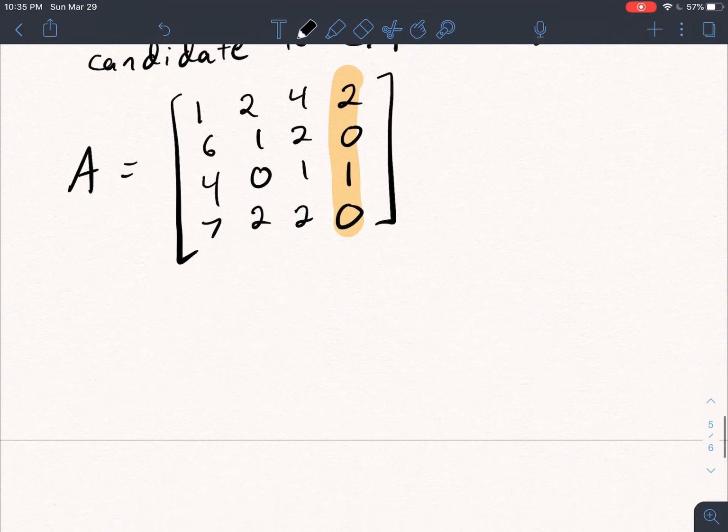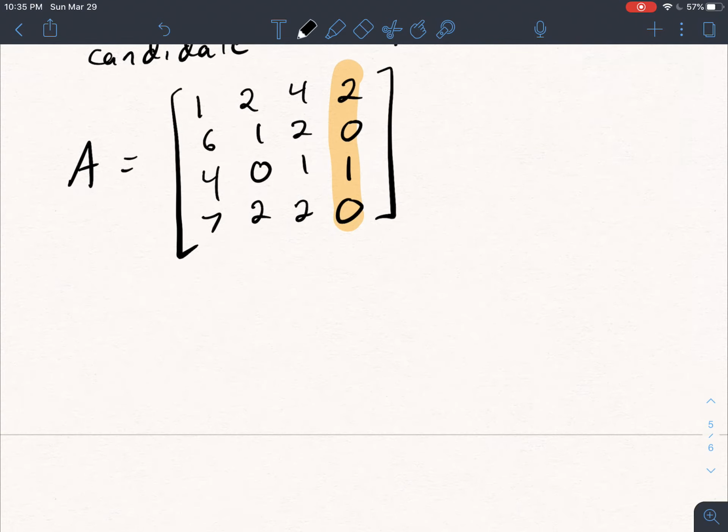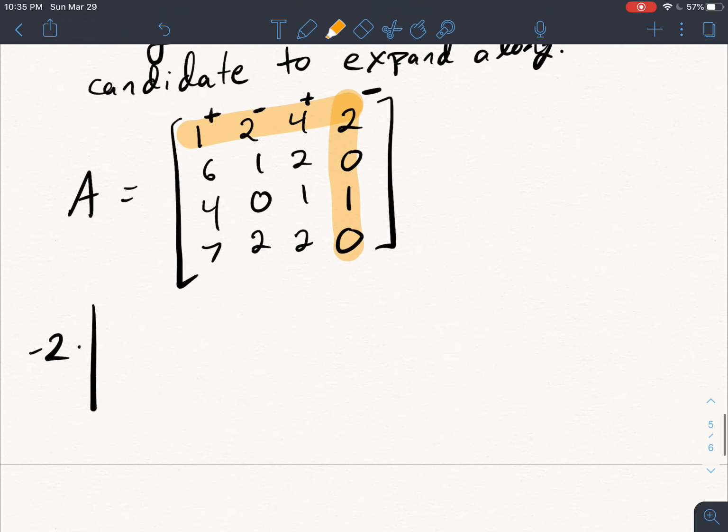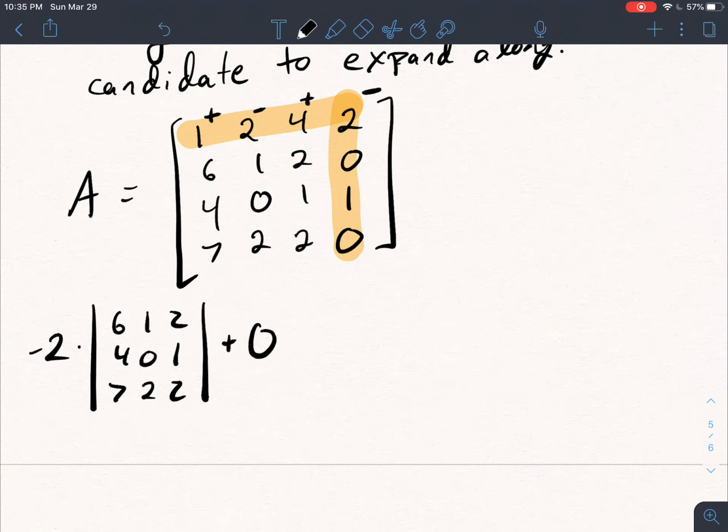Okay, I'm going to assume that you gave this problem a shot, and I'm just going to go through it. So cofactor expansion on the 4th column is the way to go. My sum should start positive, negative, positive, negative. So I'm going to start with negative 2 times the determinant of the 1, 4 submatrix, which is 6, 1, 2, 4, 0, 1, 7, 2, 2.